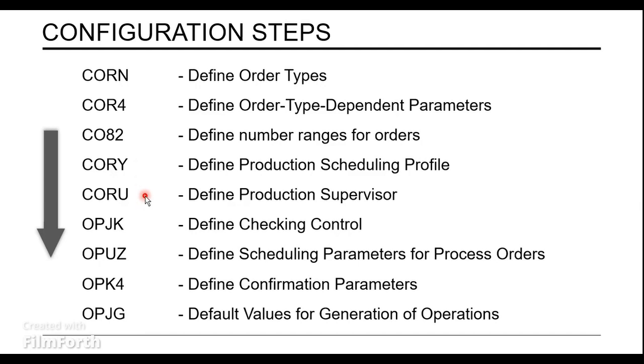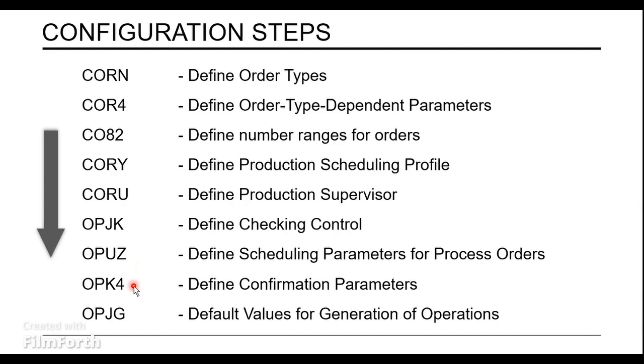And then we are going to define the production supervisor, and for that we use the transaction CORU. After that we have to define the checking control, and for that we use the transaction OPJK. In the entire list of these transaction codes, only a few might sync with the shop floor configuration setup for discrete manufacturing, but not all. Something like the OPJK and OPUZ. In the OPUZ, we basically define the scheduling parameters for the process orders. And then in OPK4, we define the confirmation parameters.